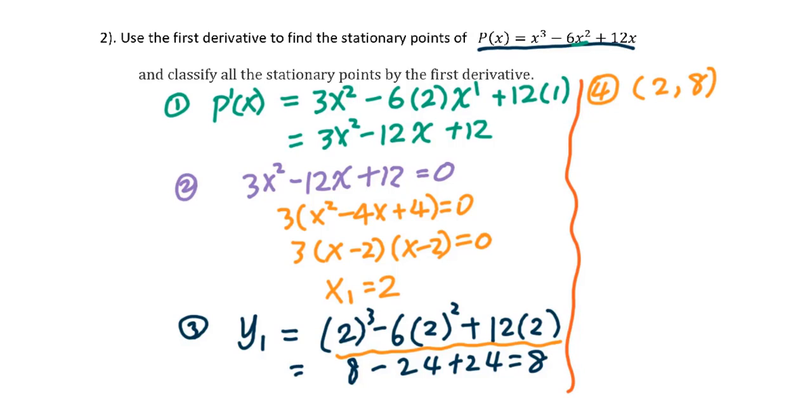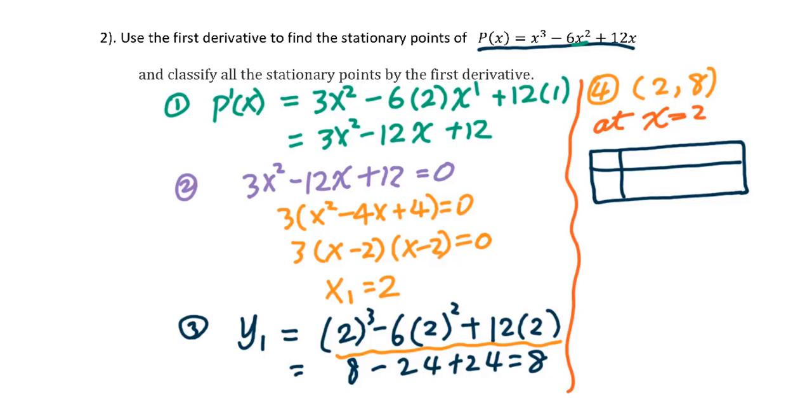We need to use the first derivative to decide if it's a local maximum, local minimum, or stationary inflection point. So at x equals 2, we will do the neighbor value test. This is x. Remember, we use the first derivative. Okay, so you have here's 2, this one is 2 plus 0.1, and here's 2 minus 0.1.